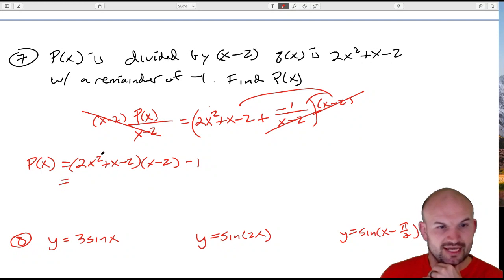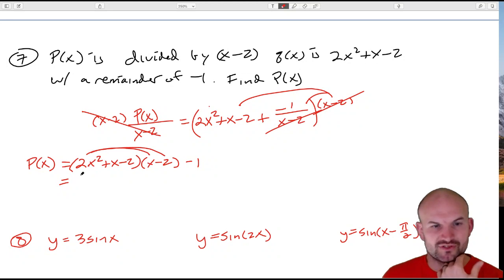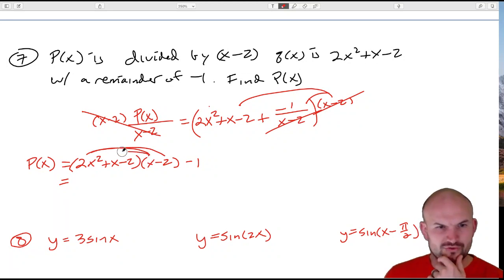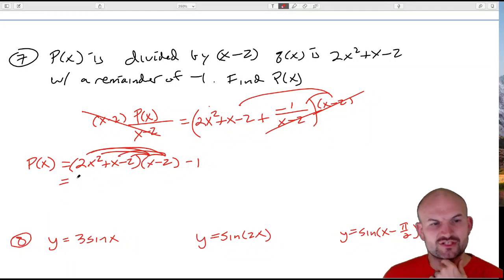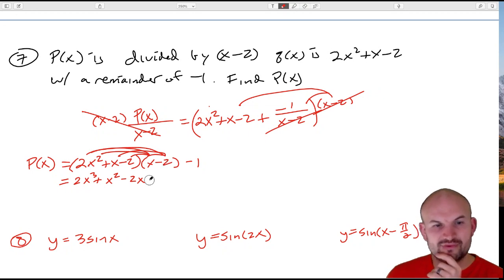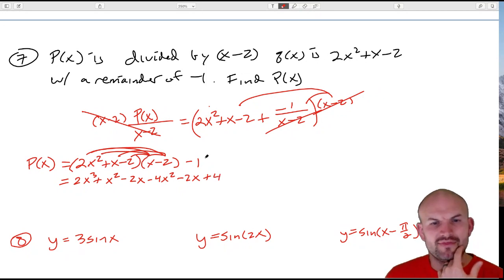So let's go ahead and just do FOIL. We could use the box method, but just to keep things simple, I'm going to use FOIL. Actually, I'm going to do it twice. Okay, so x times 2x squared is going to be 2x cubed. X times x is going to be an x squared. X times -2 is a -2x. Then -2 times 2x squared is going to be a -4x squared. -2 times x is going to be a -2x. -2 times -2 is a +4. And then I have a -1.